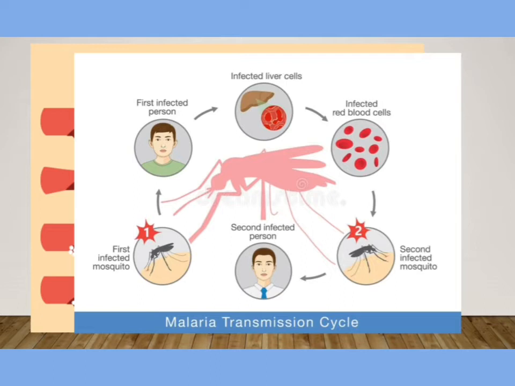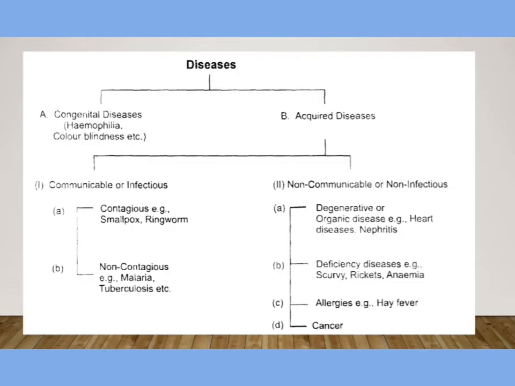Infection means that the microorganism, or multiplication of microorganisms, is there in the body. It can be a fungus, it can be bacteria, or it can be a virus. Another thing is non-communicable or non-infectious disease. Here we have degenerative organic disease like heart disease.